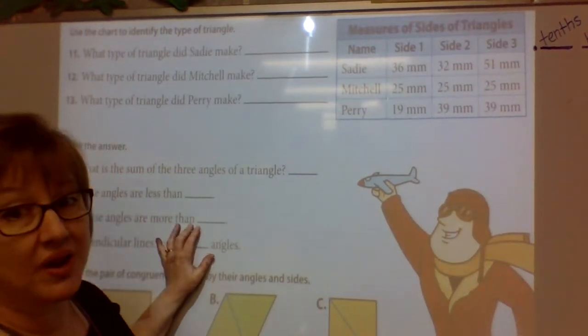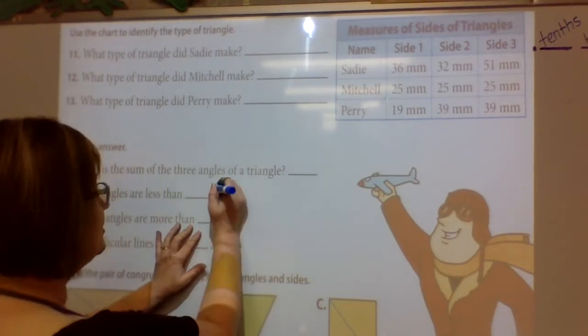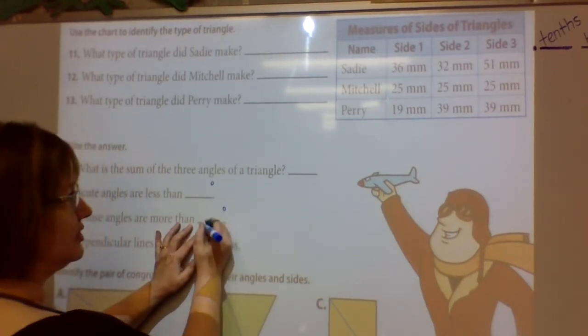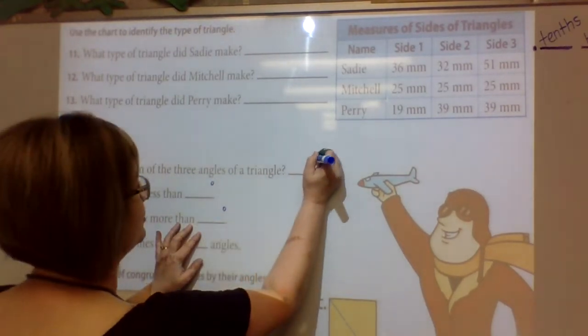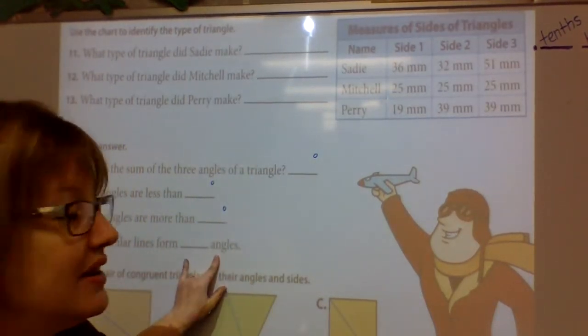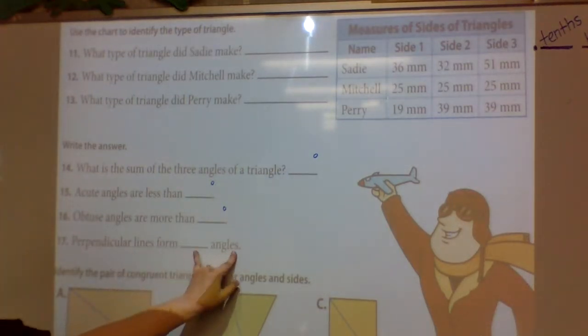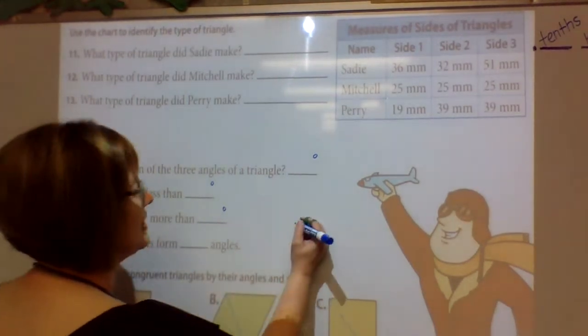Obtuse angles have at least one angle that's more than what? How many degrees? Okay, these two answers are degrees. All of these are degrees. Okay, perpendicular lines form what kind of angles? Okay, we haven't had that question today. I'm going to help you on that one.